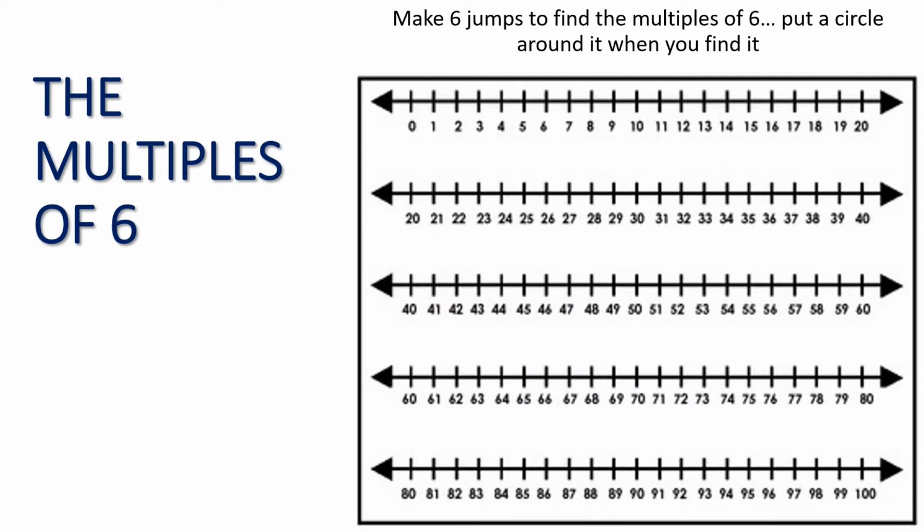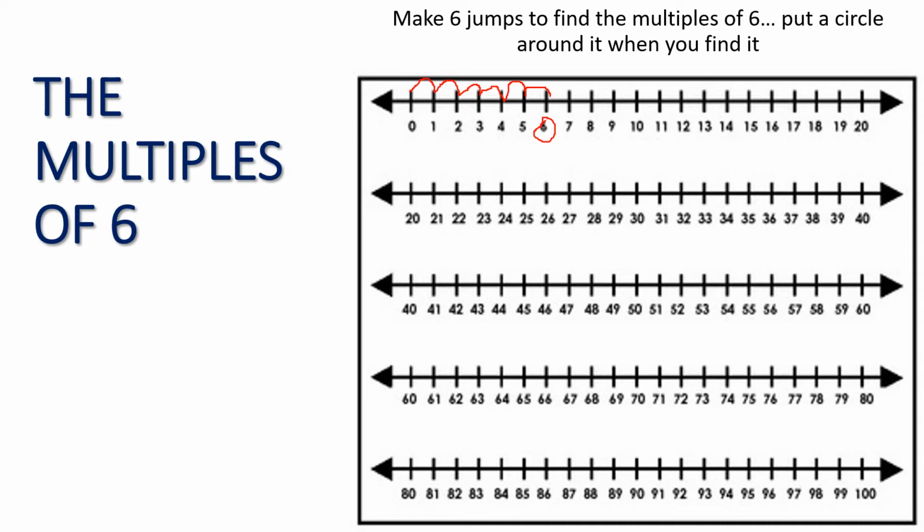Now let's go on to the multiples of 6. For the multiples of 6, we make how many jumps? 6 jumps. We find the multiple of 6 and we put a circle around it. So let's try to make the jump. I think this is a better one now. From 0, we make a first jump. 1, 2, 3, 4, 5, and 6. So the first multiple is 6.